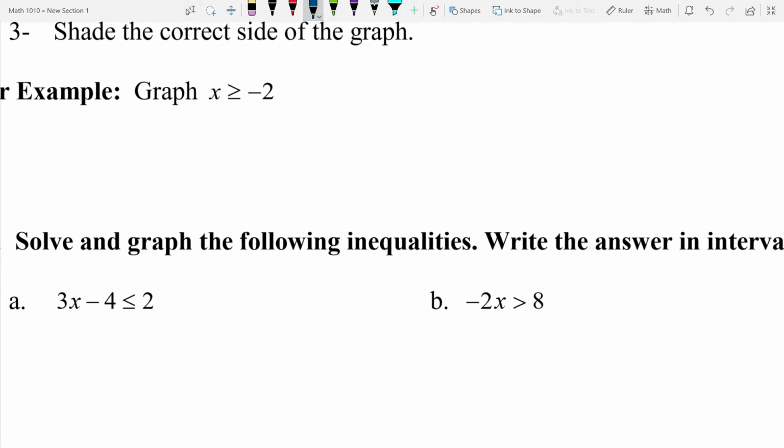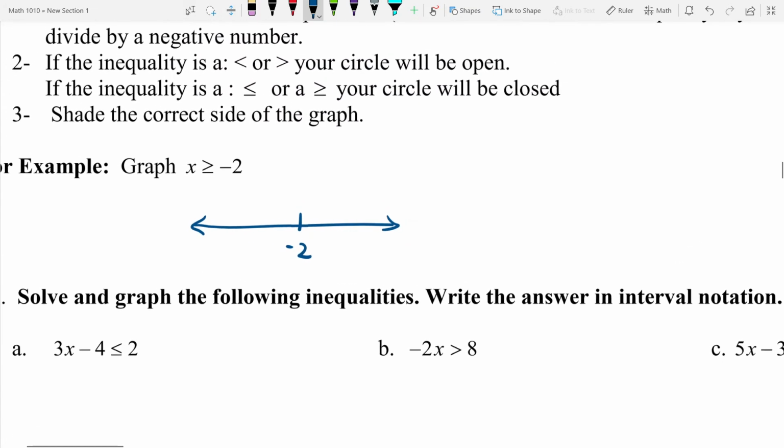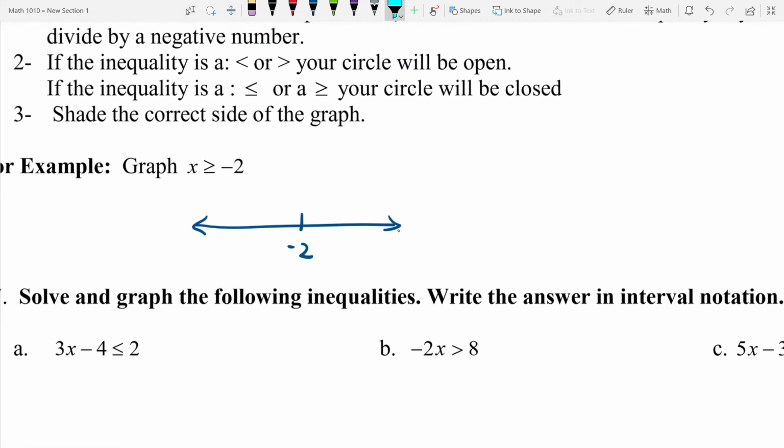Let's graph this. Everybody draw a number line. Right in the center, put a negative 2. Up above, it tells you, if it's a less than or equal to or greater than or equal to, your circle is closed. If you have a greater than or a less than, your circle will be open. So look at ours. We have an equal sign. An equal sign means your circle is closed.